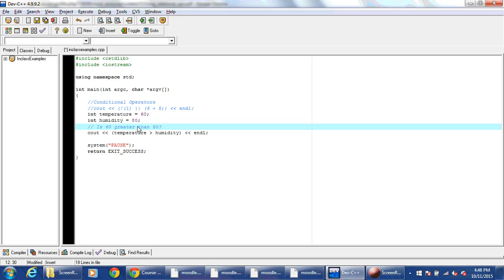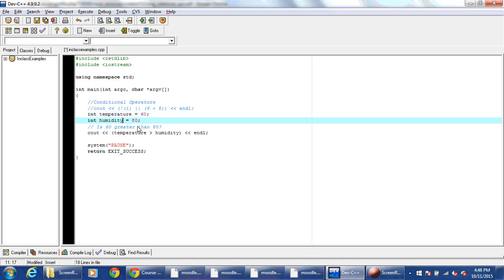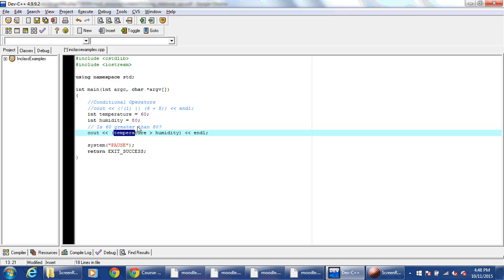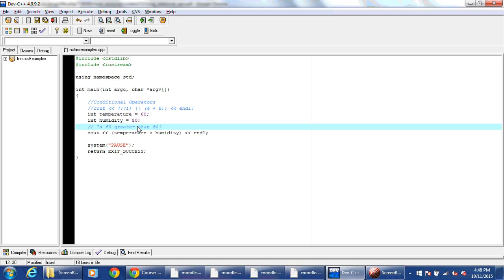And I just want to explain that 60 is just an arbitrary number that I came up with, and humidity equals 80 is just another arbitrary number I came up with. What I'm doing here is I'm substituting the values and saying, well, temperature is 60, so is 60 greater than humidity, which is 80? Will that give you a true, or will that give you a false? So you think about it and you say, well, is 60 greater than 80? No, it's not. So if it's no, then you say false.